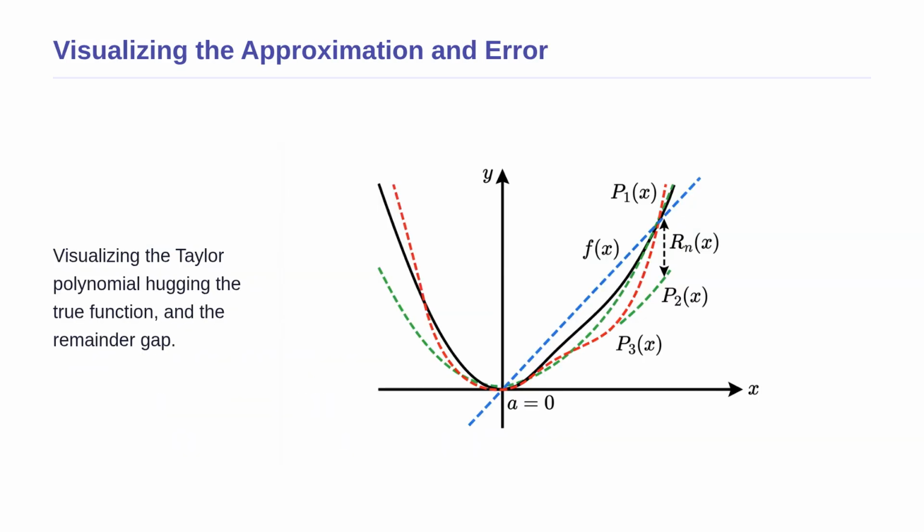Before we move on to calculating the error, let us see this visually. Look at the solid black curve representing our true function, f of x. Notice how the dashed lines representing our Taylor polynomials start to hug the black curve around the origin. The first degree polynomial is just a straight tangent line. The second and third degree polynomials bend to match the curve much better. But look at the vertical gap between the true function and the polynomial at a given point x. That exact vertical distance is our remainder, r sub n of x.